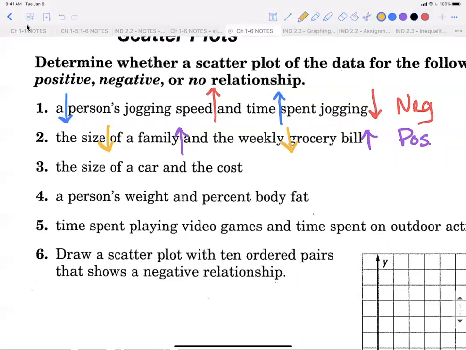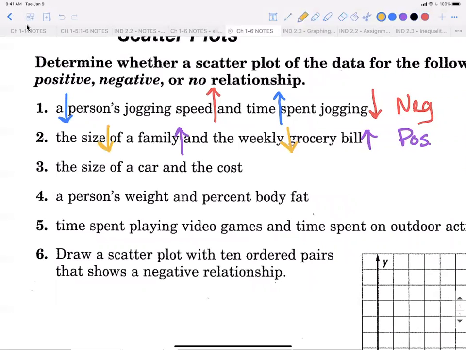All right, this one can be a little tricky, but we'll think through all the different kinds of cars. You've got the size of a car and the cost of that car. So think about that. Do you think there's a correlation? Can you have cheap little cars, cheap big cars, expensive little cars, expensive big cars? What do you think? I think no correlation.